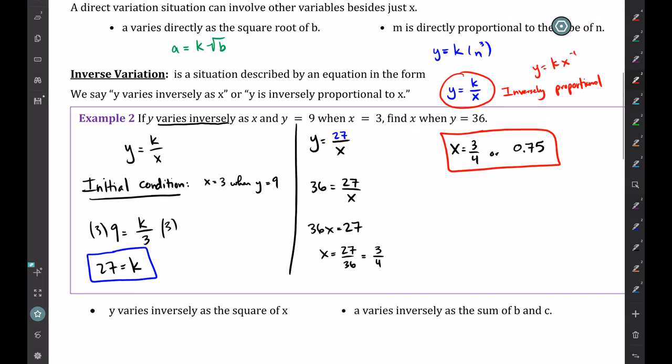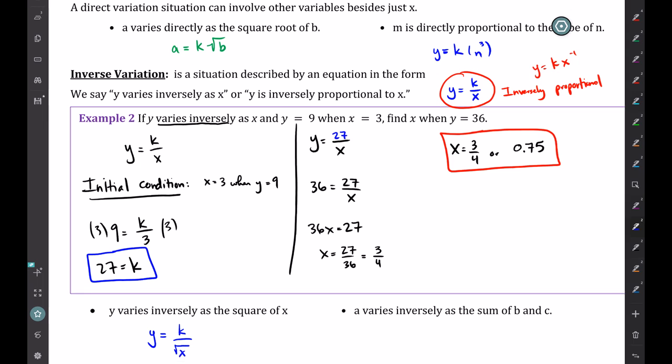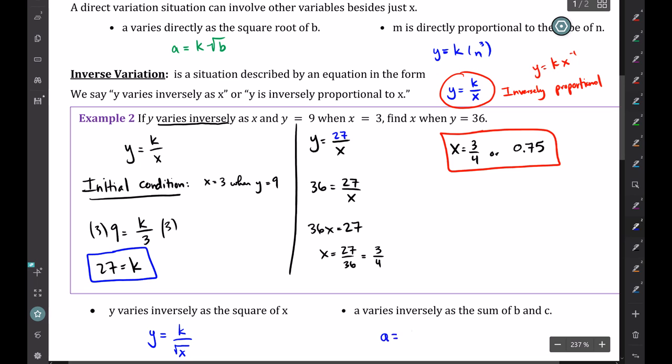Okay, now here are two more statements that we can turn into equations. If y varies inversely as the square of x, then I think you can probably figure out what you need to do. You need to write y equals k over x squared. And if a varies inversely as the sum of b and c, then that would be a equals k over something. And that something is the sum of b and c, so b plus c. So it's k over the quantity b plus c.